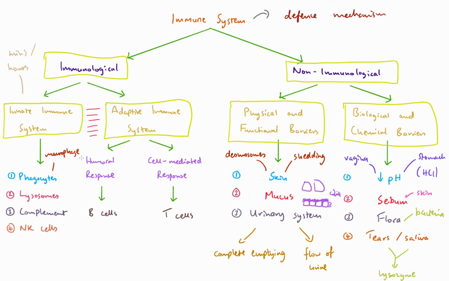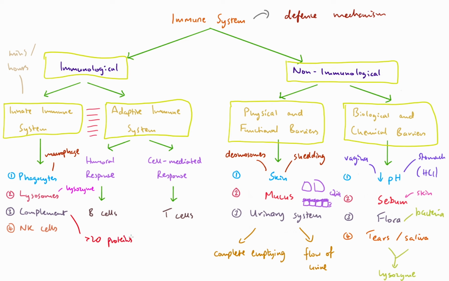Next, we've got lysosomes, which are a cell organelle, which contains, as we talked about when we were talking about tears and saliva, something called lysozyme. So that's an enzyme which is responsible for breaking down bacterial cell walls and essentially helping kill bacteria. Next, we've got complement, which is a group of over 20 different proteins, right?